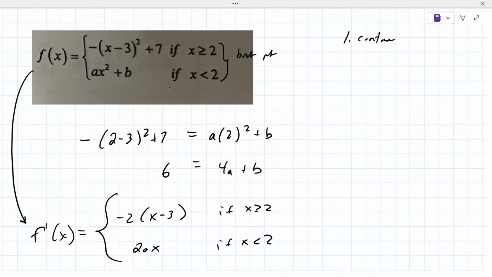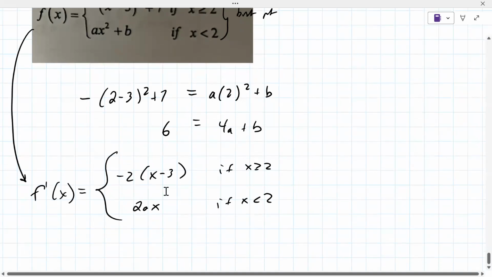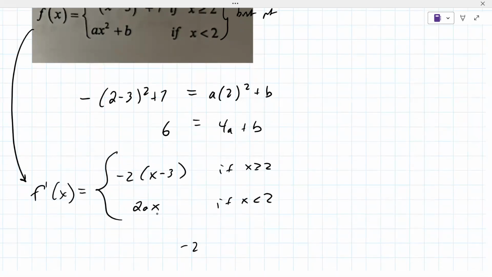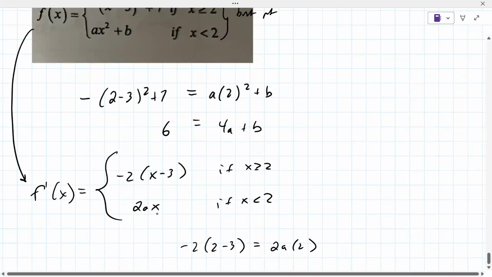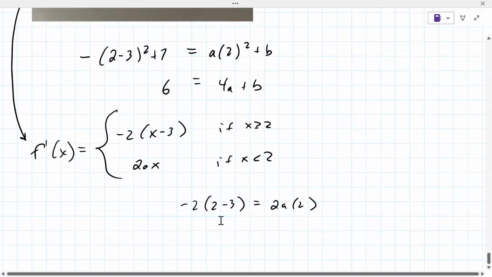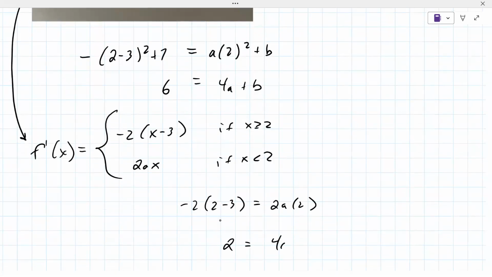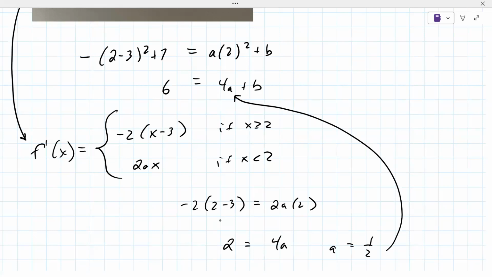Okay. So now you got the same deal. You put that x in. Do the second equation. You get -2 times 2 minus 3, equals 2 times a times 2. So that gives you 2 equals 4a. So a equals 1/2. And you can use that in this equation right up here. Solve for b. So b ends up equaling 4.